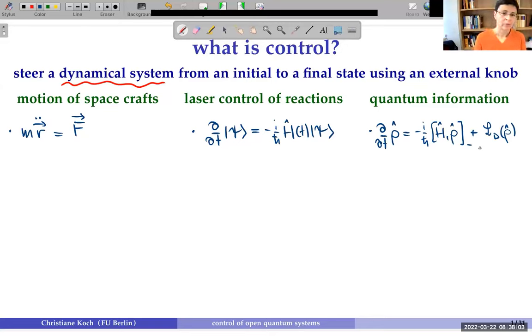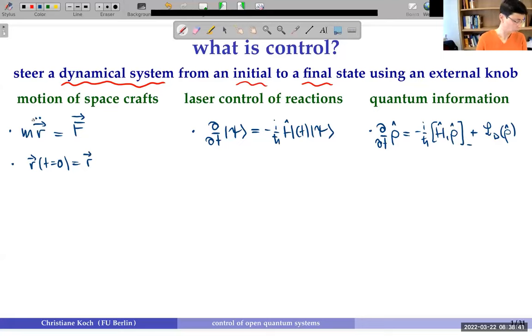So with this, we have covered the statement of what is the dynamical system. And then if we want to steer the motion of a spacecraft, we need to specify some initial state and some final state. So that's the next step. So let's assume what we are interested in is to land the spacecraft on the moon. So we have some position at initial time.